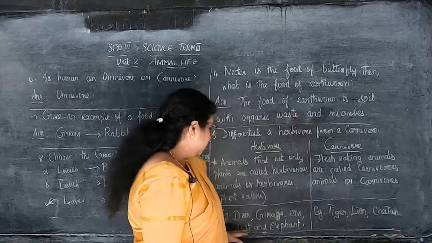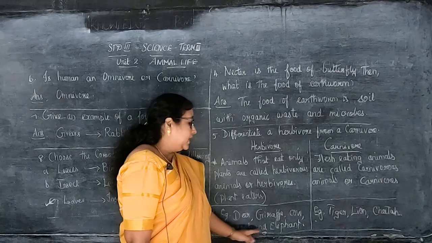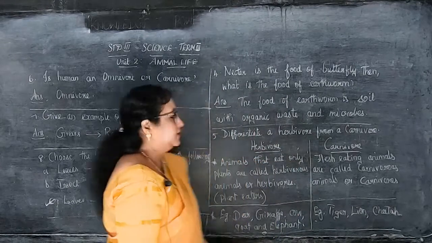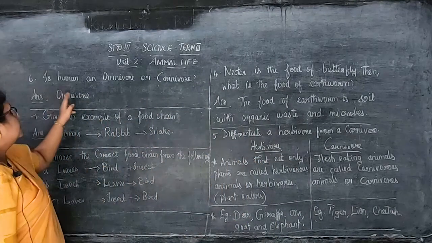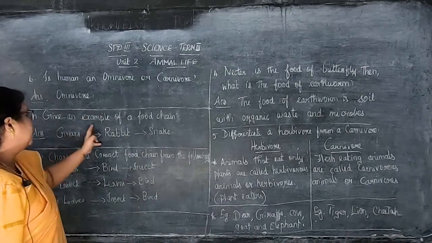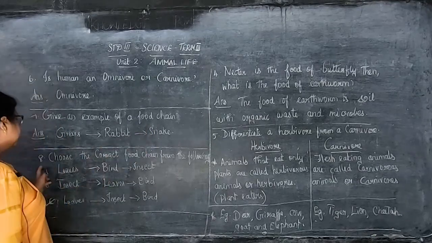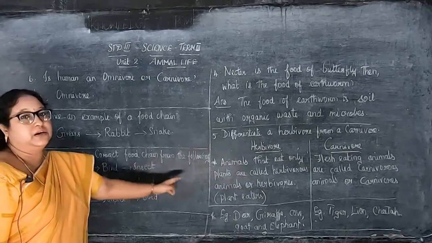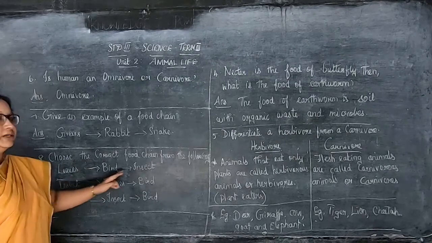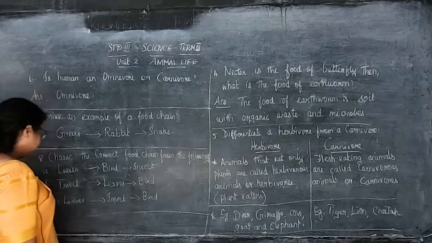So we have finished this. Now we are going to write the second point on both the sides. Okay. Example: deer, giraffe, cow, goat and elephant. And here in the carnivore, example: tiger, lion and cheetah. So this is how we have to write this answer. Next is the 6th one. Is human an omnivore or carnivore? Answer is omnivore. Then give an example of a food chain. Grass, rabbit, snake. Then last is choose the correct food chain from the following. 3 options given. In that C is the correct answer. Leaves, bird, insect. Insect, leaves, bird. And leaves, insect, bird. So the correct option is C.